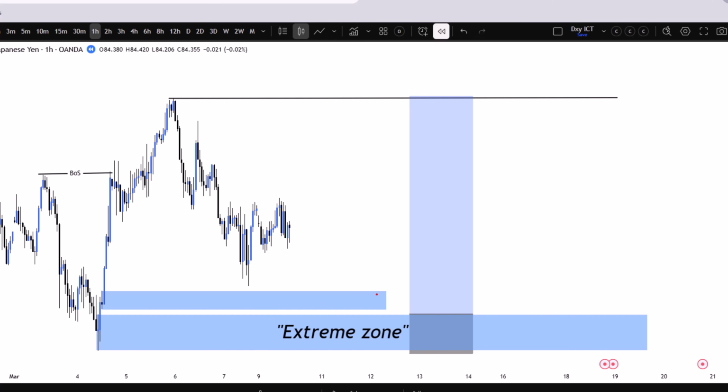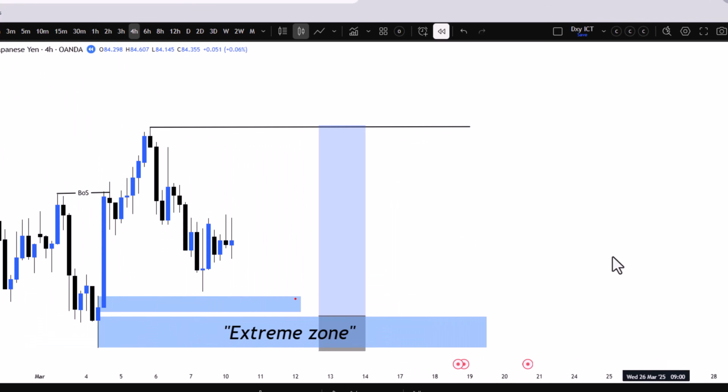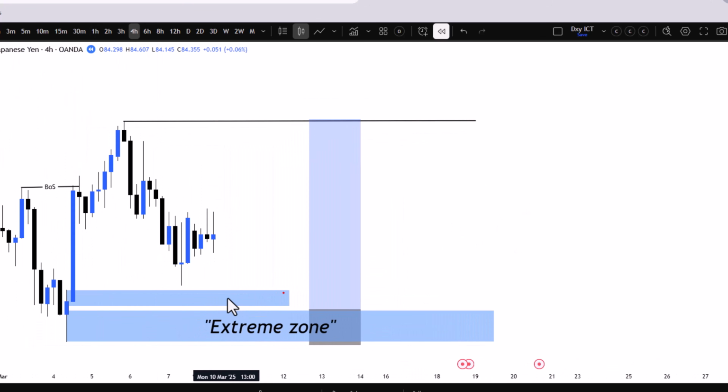You could place a buy limit there because you would be quite happy to get in at that point if the market got to it. So if we jump back to the 4-hour time frame now, we can see that we have our top zone for potential confirmations, and we have an order placed at the extreme zone.